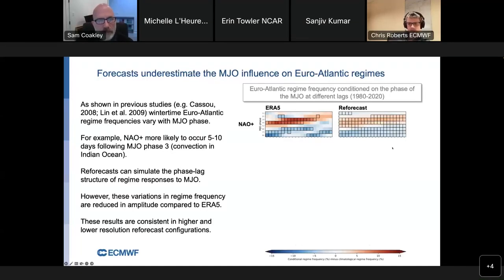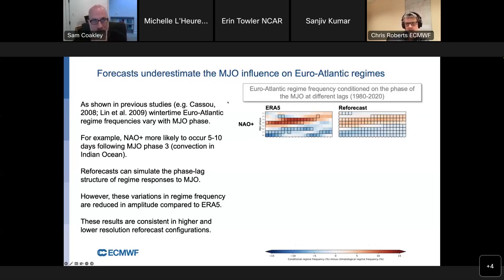Where the forecasts don't look so good, though, is when we start to look at these regimes conditioned on phases of intraseasonal or interannual variability. There are a couple of quite influential papers, maybe 15 years ago. This paper by Christophe Cassou, another paper by Lin et al., and they were the first to show how the wintertime Euro-Atlantic regimes, and particularly the NAO, can vary a lot in terms of the phase and the lag for the different MJO phases. So, for example, the positive NAO is more likely to occur in the maybe 5 to 15 days following MJO Phase 3, when you have convection in the Indian Ocean.